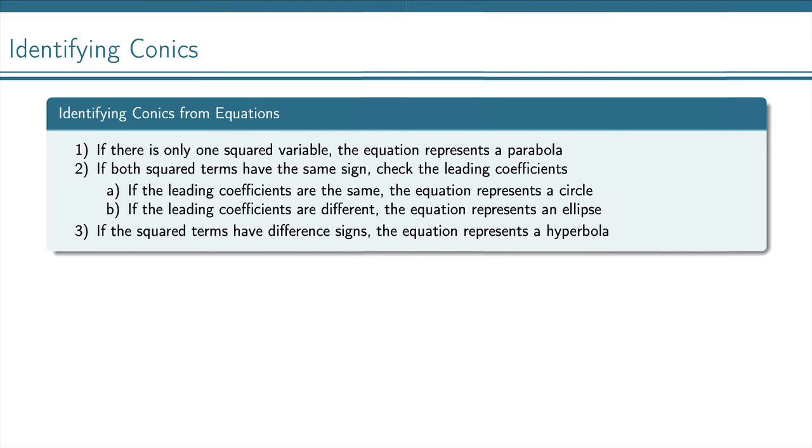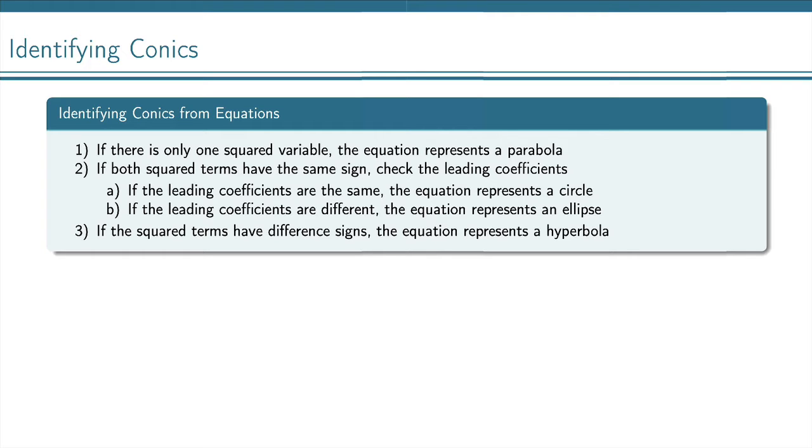That's the only conic that has a single squared variable. The others, both variables are squared. If they're both squared, then we need to look at the leading coefficients. If the leading coefficients are the same, then we're going to have a circle.